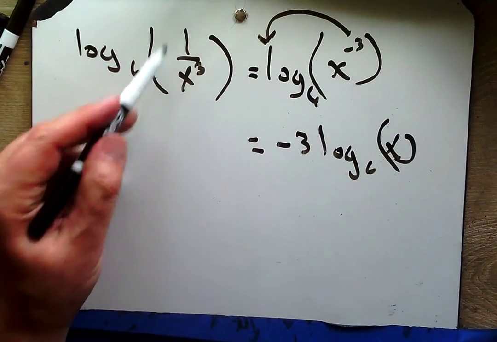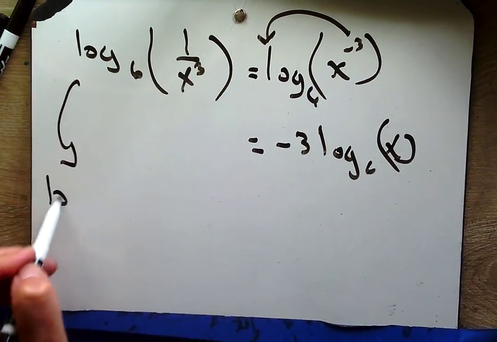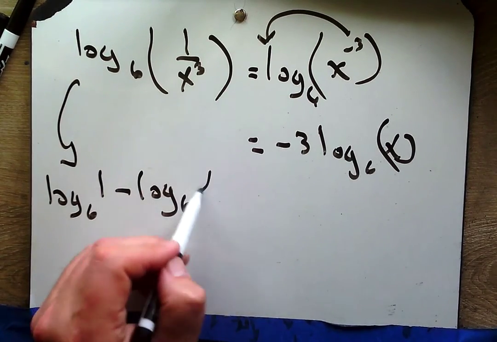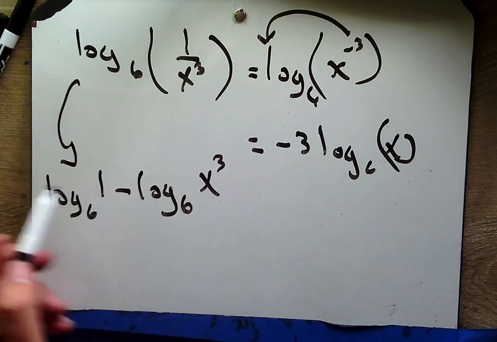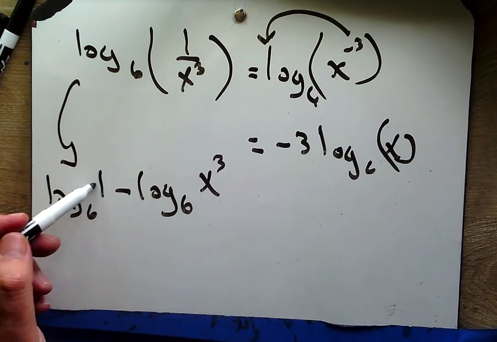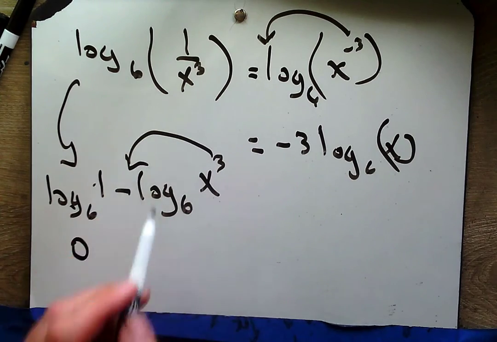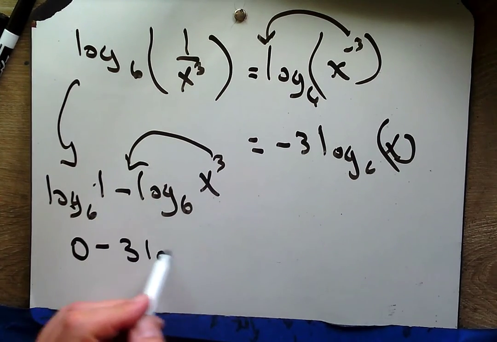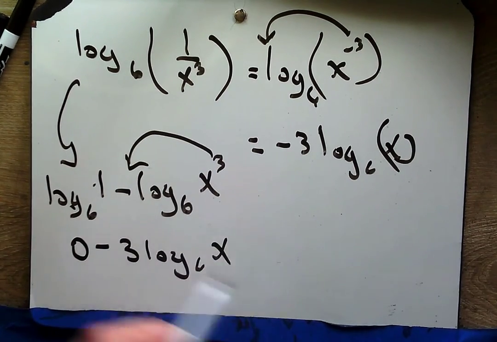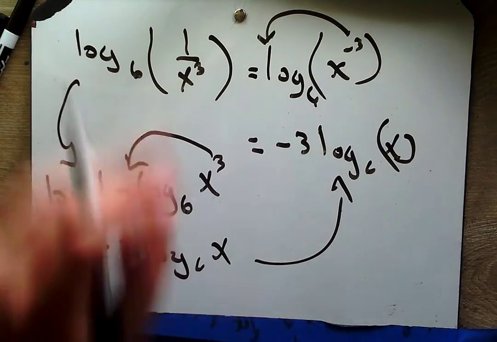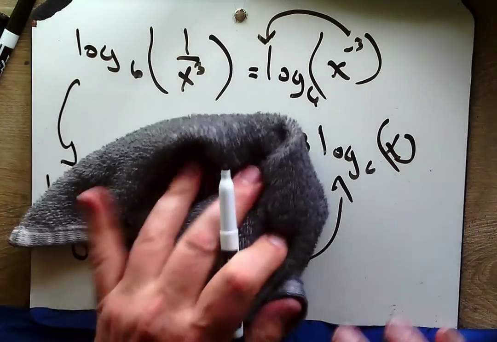You know, the other way where we think about this as a quotient, we're going to have log base 6 of 1 minus log base 6 of x to the third. And what can we do here? Well, the log of 1 is 0, and here's a power rule, and so minus 3 log base 6 of x. Oh, and that's the same thing. So we can get there lots of different ways.